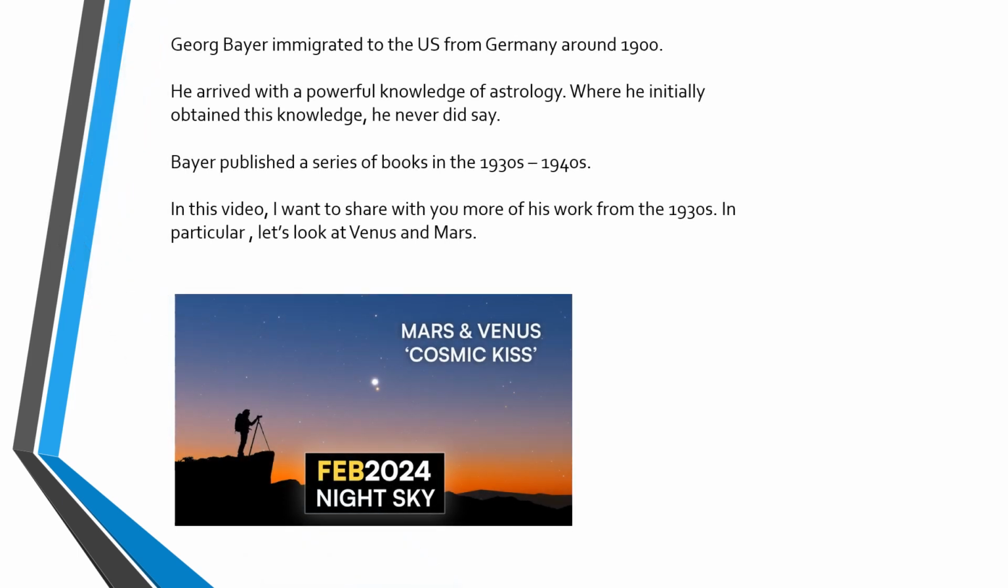In this video, I want to continue my look at German-American astrologer Georg Bayer. And recall from my previous video, I had told you that he had arrived in the US around the year 1900. He would have been about 20 years old at the time. He came to America with a lot of knowledge of astrology. Now, where he got this knowledge or from whom he got it, he never did admit in any of his writings. But it wasn't long before he got himself settled in New York and began trading Chicago wheat futures on the Chicago Board of Trade.